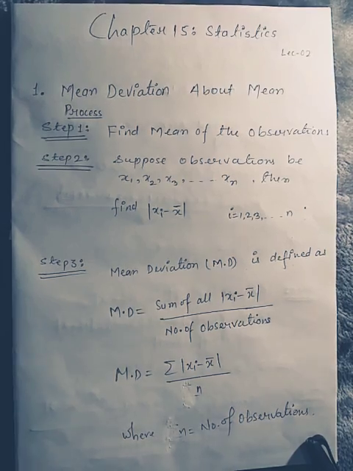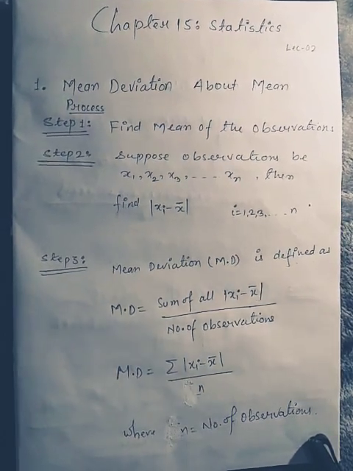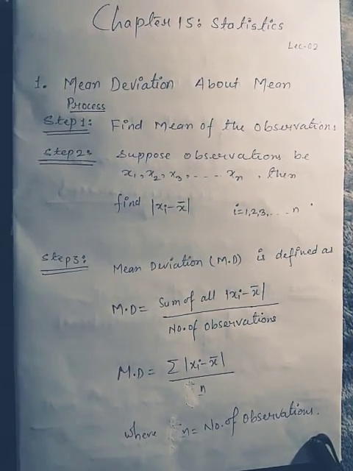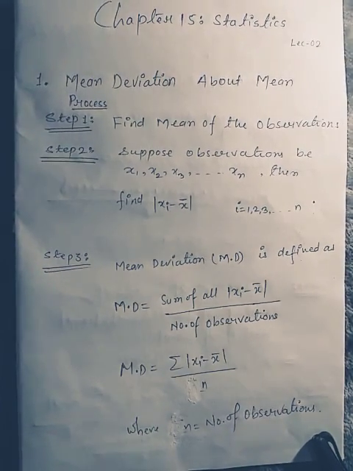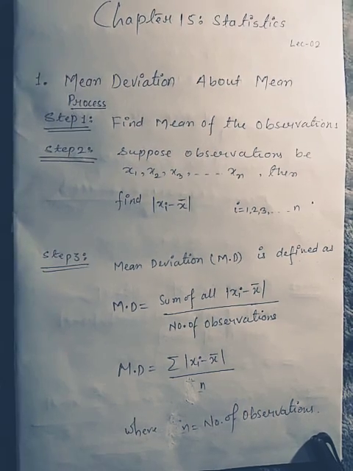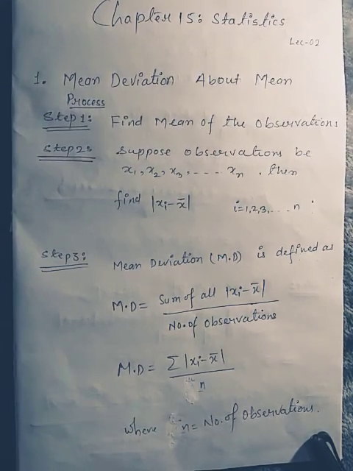Now, the process means the algorithm for finding mean deviation about mean. Step 1, find mean of the observations.